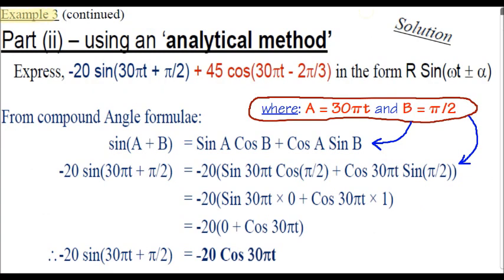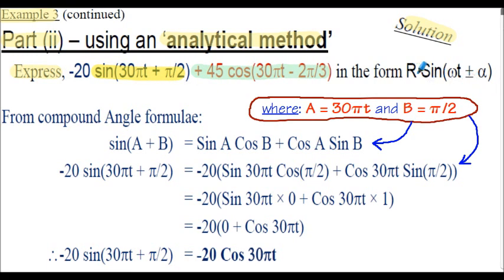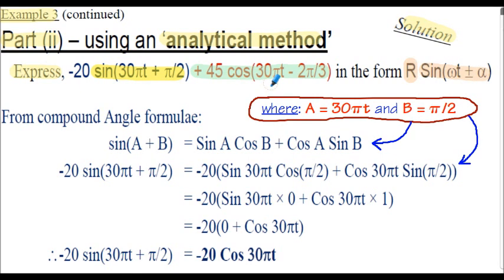Example 3, solution continued. This is now part 2 of the solution, where we're going to combine the waveforms, this time using an analytical method. In other words, using compound angle formulae. So here are the two waveforms we've been given, our first waveform and our second waveform. We've got to express both of these in the form of one single waveform having the form r multiplied by the sine of omega t plus or minus alpha. Just note for reference that the omega values for these two waveforms on the left hand side are both 30 pi.